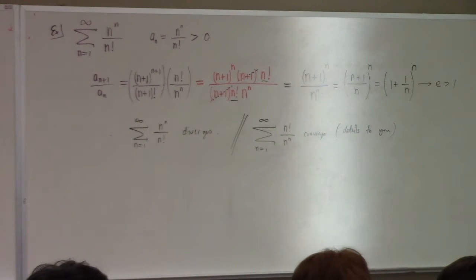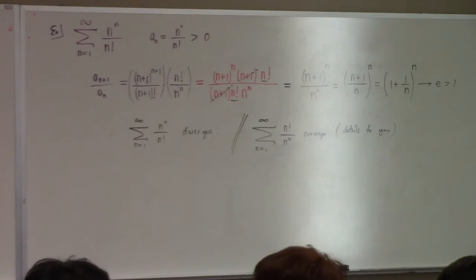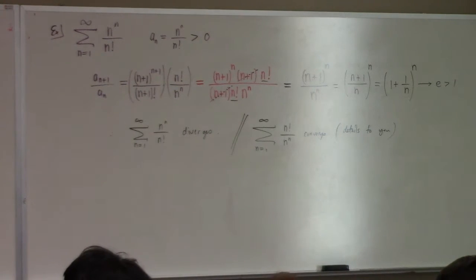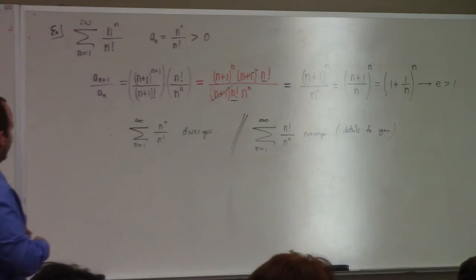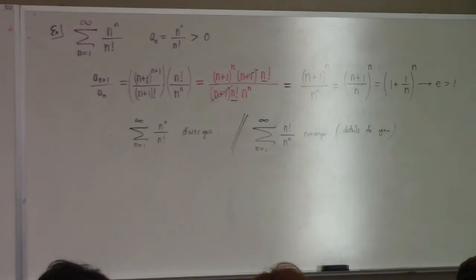So basically, the moral of this story is that n to the n wins, right? In a battle of n factorial versus n to the n, you should bet on n to the n, right? N to the n wins. It's like way bigger. Okay. Although the factorial is no slouch. I mean, put up a factorial against an exponential, it's going to win.